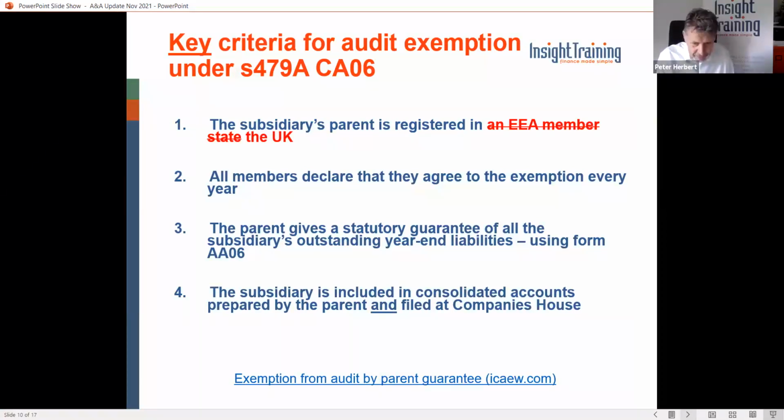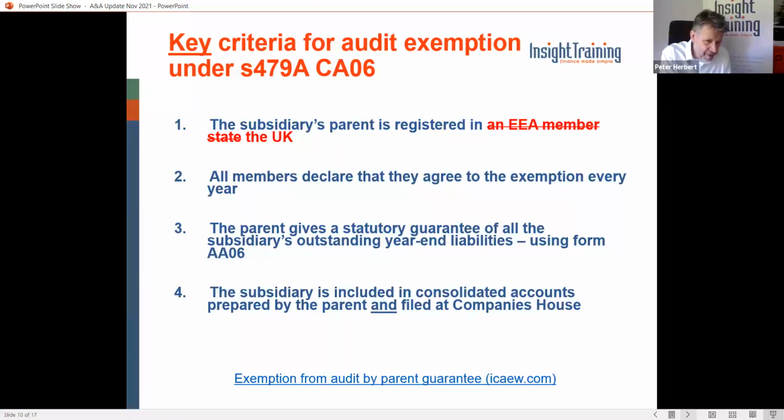I put a link on the side to a very useful Institute help sheet that gives you lots of information about the way that parent guarantee works. It's quite a detailed area in terms of protocol and procedure, but all the details are in that help sheet. Do click on that link if that would be useful.